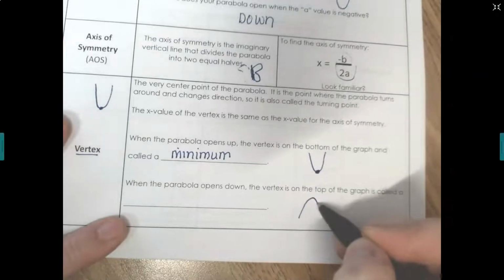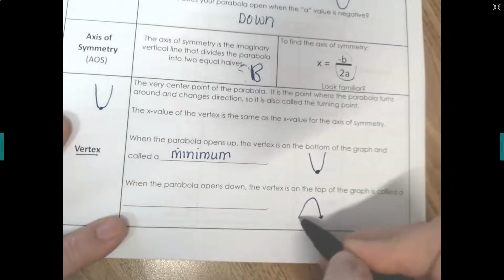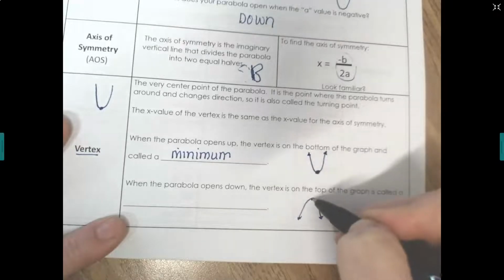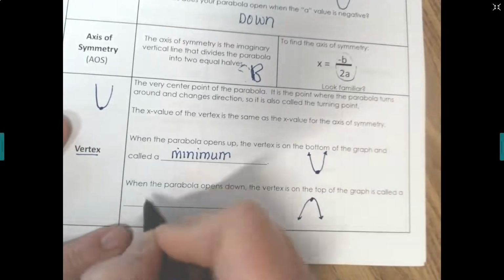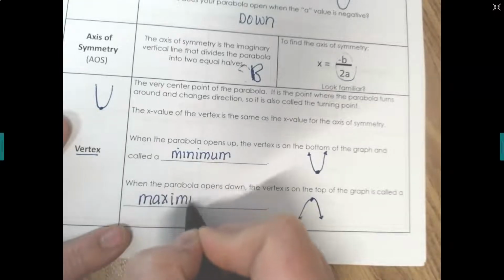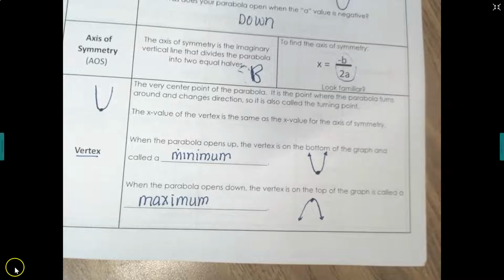Okay. If our graph opens down, that's if your a value is negative. Remember, we just did that. Your vertex is up here on the very top, so it's called a maximum because it's the highest point. So it's just saying, is your vertex the highest point or the lowest point? And it depends on which direction your quadratic opens.